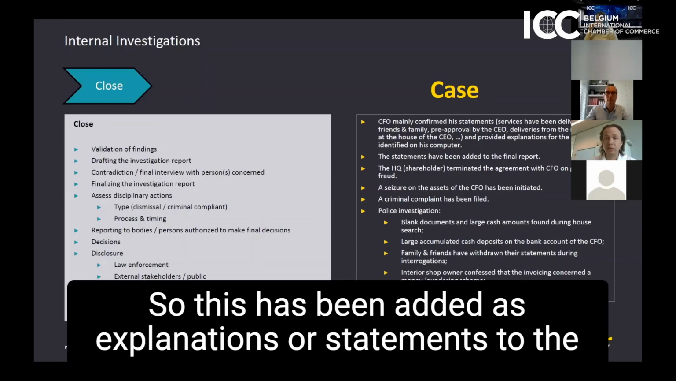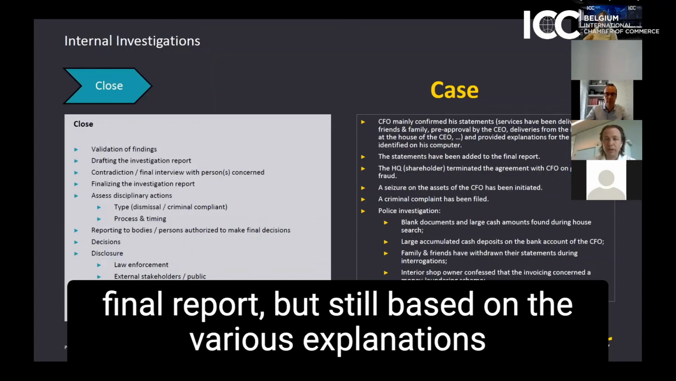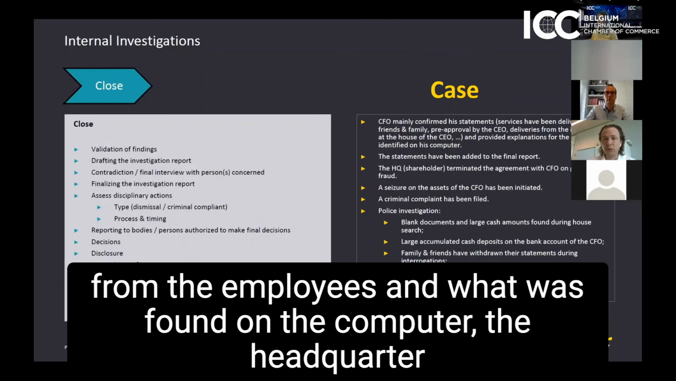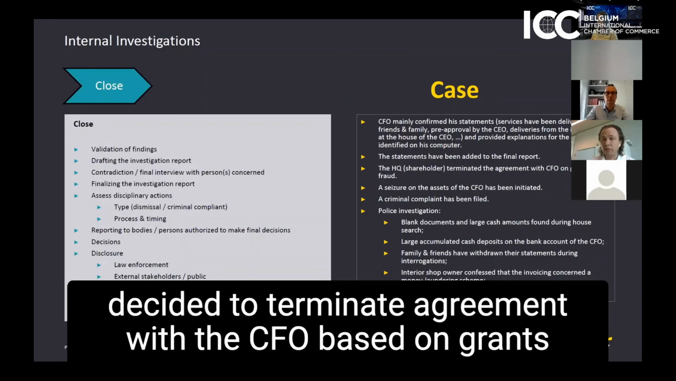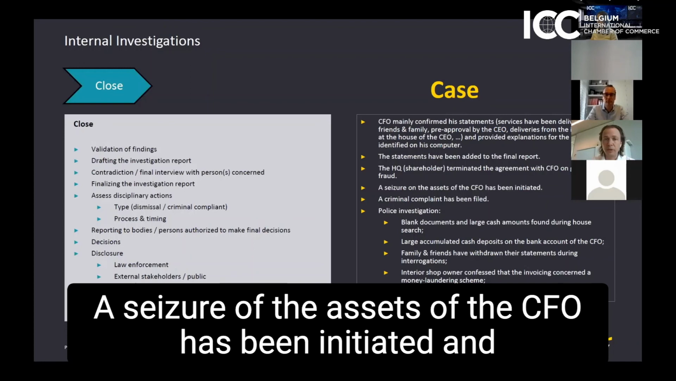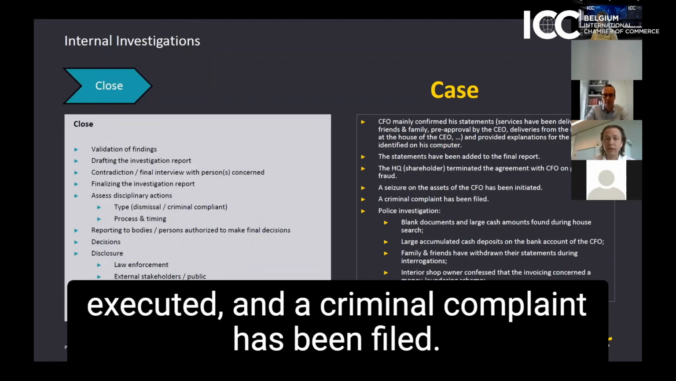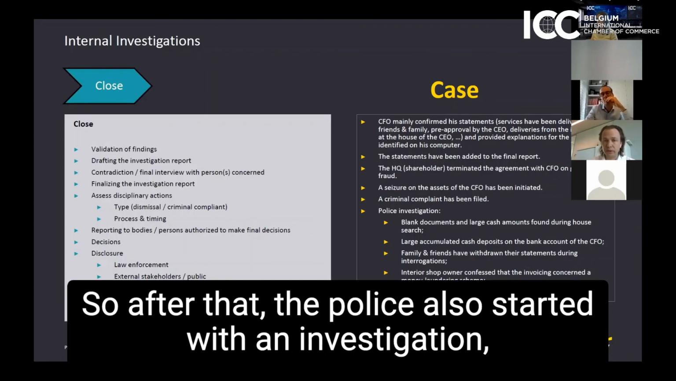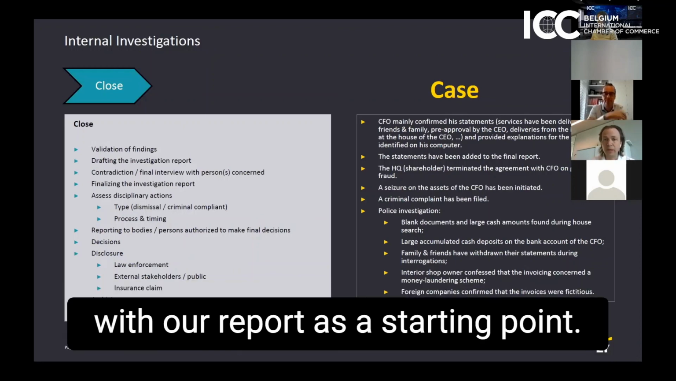So this was added as explanations or statements to the final report, but still, based on the various explanations from the employee and what was found on the computer, the headquarters decided to terminate the agreement with the CFO on grounds of fraud. A seizure of the assets of the CFO was initiated and executed, and a criminal complaint was filed. After that, the police also started an investigation with our report as a starting point.